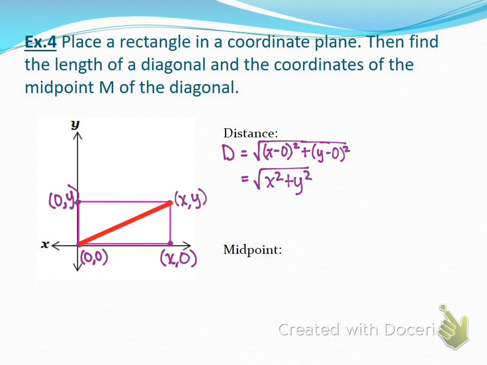Okay. What about for midpoint? We could probably just go straight to our answer, honestly. What do we get? X over 2, comma, y over 2. When you add 0, it doesn't really change anything. So just x divided by 2, y divided by 2. Again, both of those should have been the same answer if you had done the other diagonal. Same distance, same midpoint.